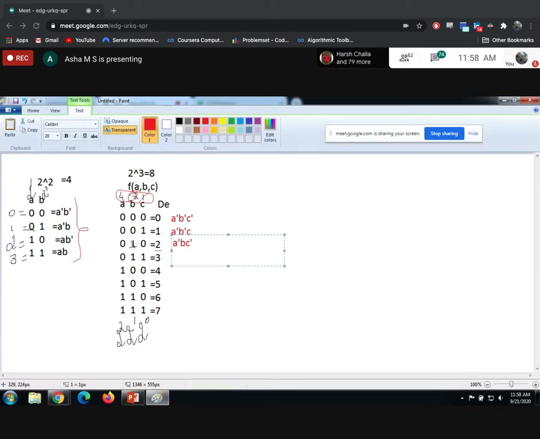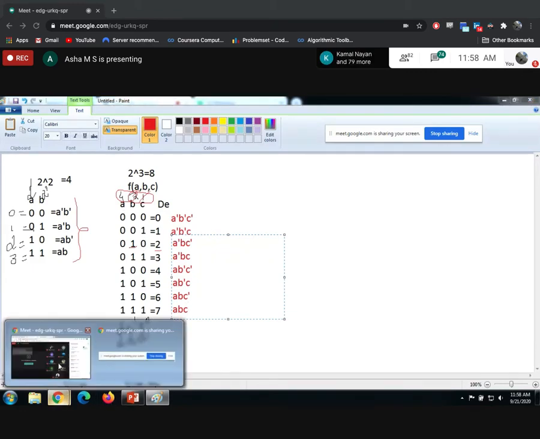Next I have 011. 0 is the A bit, so A dash. Next B is 1, write as it is. C is also 1, write as it is. Next 100, it's A, B bar, C bar. Next I have 101, so A, B bar, C. Next I have 110, so it is A, B, C bar. Next all the 3 bits are 1, so A, B, C. This is the way we are going to write the minterms for a 3-bit function.